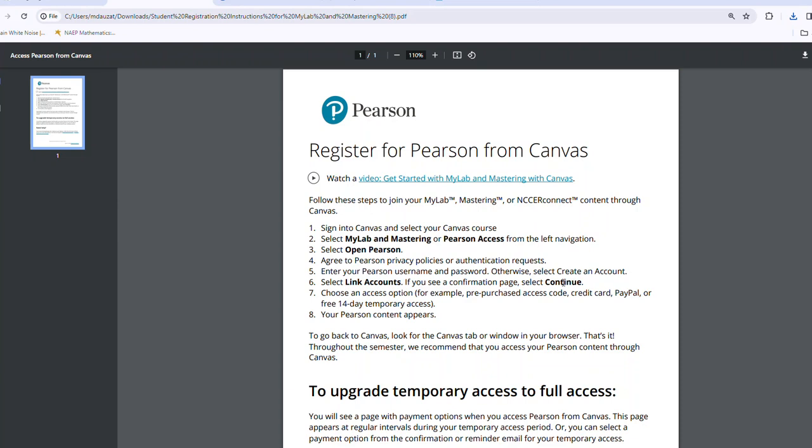If you see a confirmation page, select Continue, and then choose an access option. So if you purchase a code, let's say from the bookstore, then you would do that. You could pay by credit card, or you can do the free 14 day temporary access. But it's only good for 14 days. So 14 calendar days, including Saturday and Sunday. But after that day, you're going to have to pay the $75 or $79, whatever it is, to continue working.